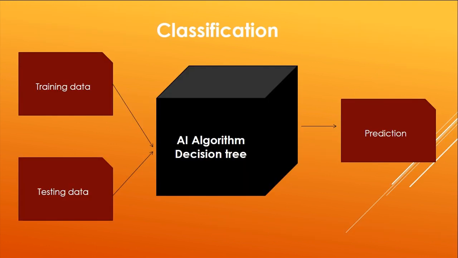This is our AI box. As an input we need to give a lot of data. It's called the training data. After doing the training part, we will test with new data called the testing data. As a result, the system will make a prediction.